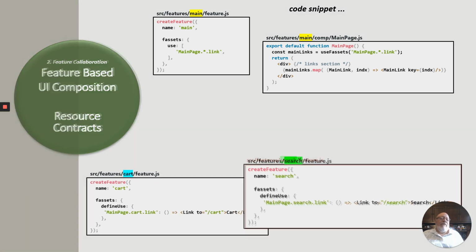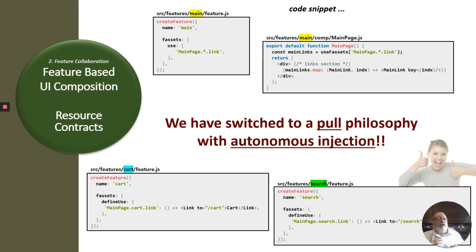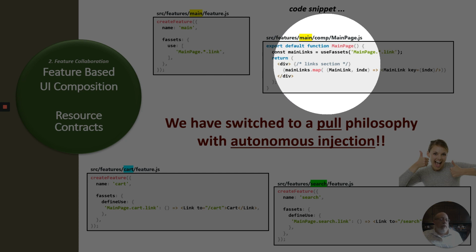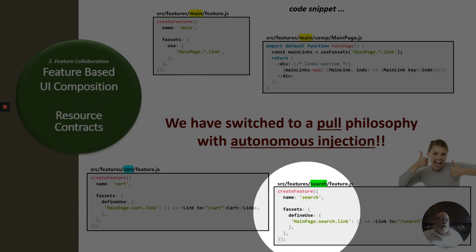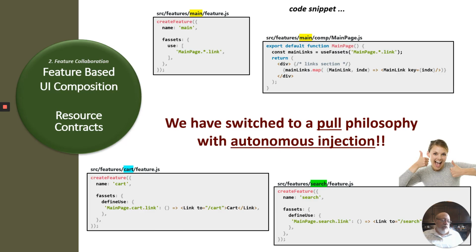So this is actually very exciting. We've actually switched now to a pull philosophy, and we're using autonomous injection. Even though the main page component is in control of this process, it really doesn't know about the details of this from a coupling perspective because they are being injected through this usage contract.